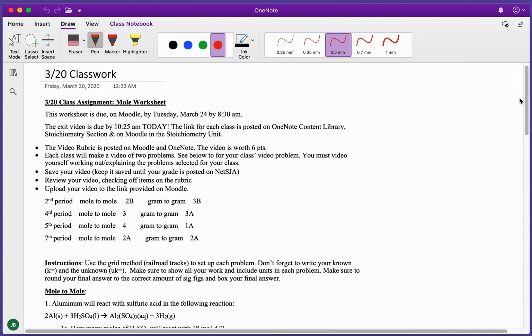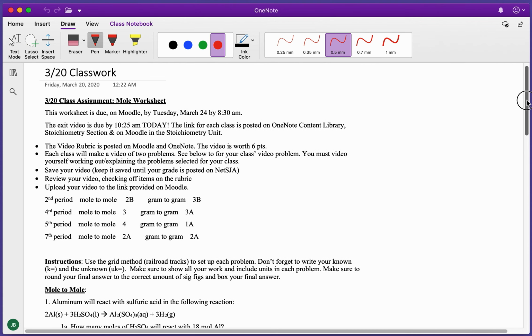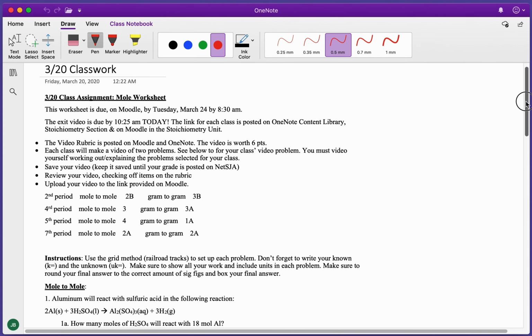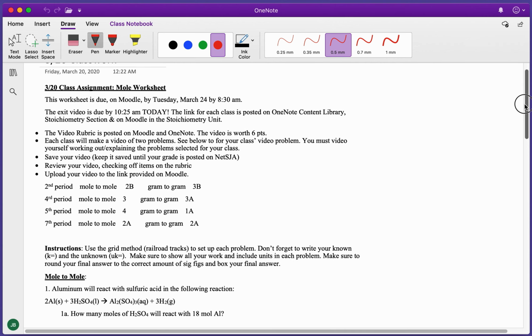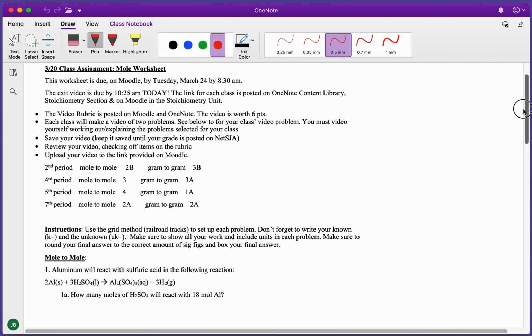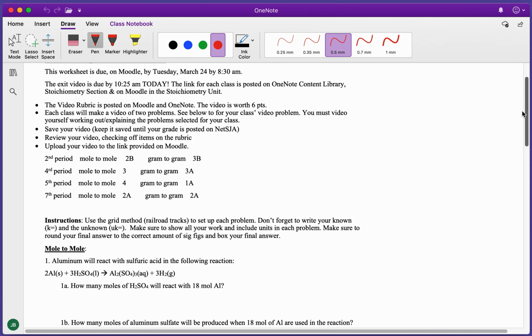So now you have seen a video with a review of mole to mole and mole to mass problems. You have watched another video on how to do mass to mole problems. And now this third video on how to work mass to mass problems. So you have all the information necessary to be able to do this worksheet. Notice whatever class period you're in, you will have these 2 problems that you need to do, make a video on in your Flipgrid.